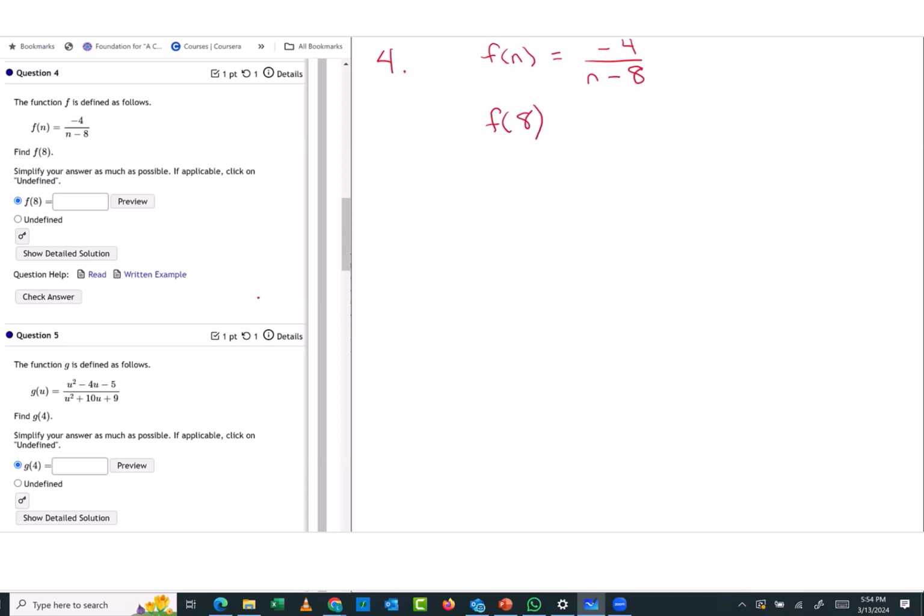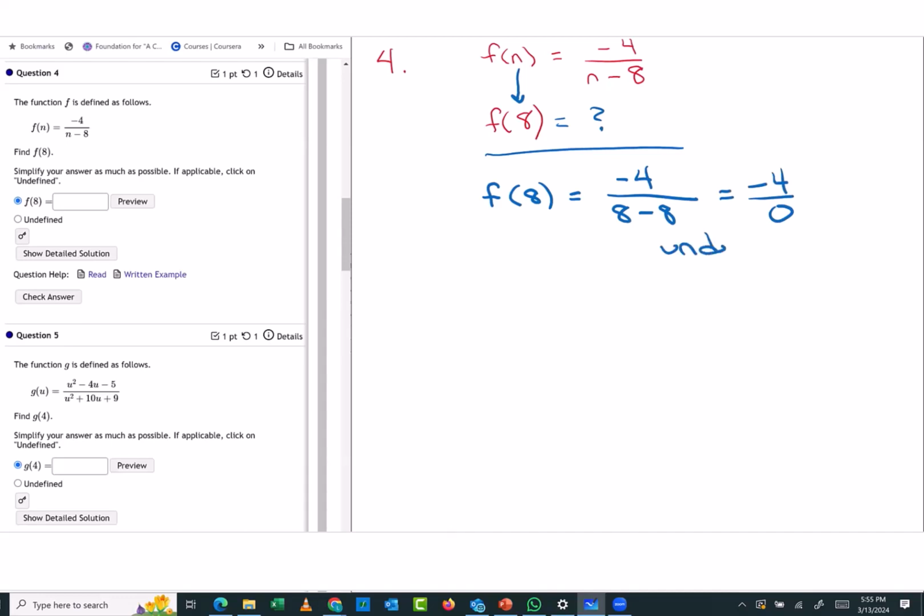Basically, what that means is, notice how n here is being replaced by 8. So f of 8 is equal to -4 divided by 8 minus 8. And when it asks us what this equals, this is -4 divided by 0, which is undefined. We can never divide by 0. So the answer to number 4 would be undefined.